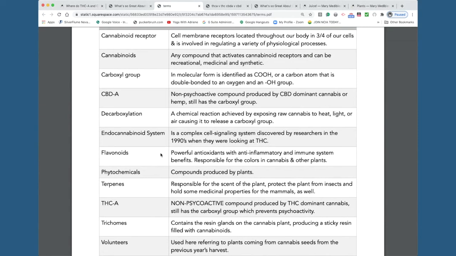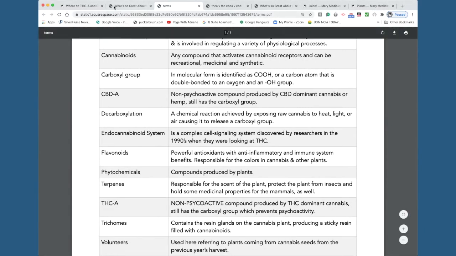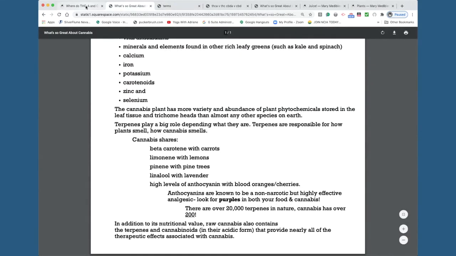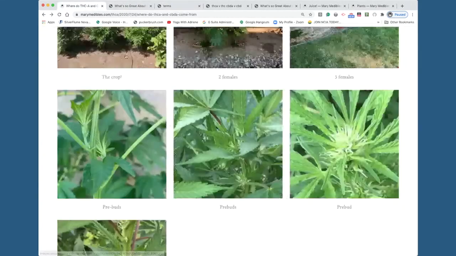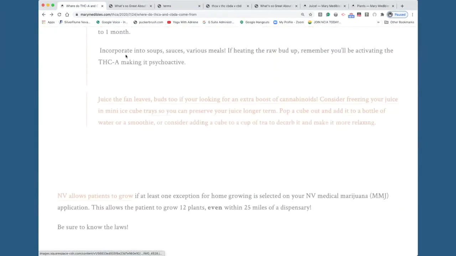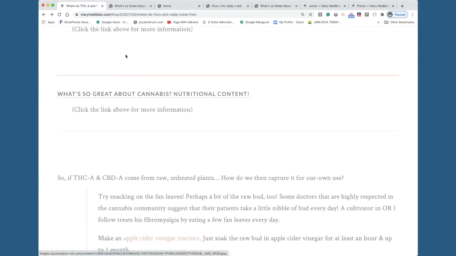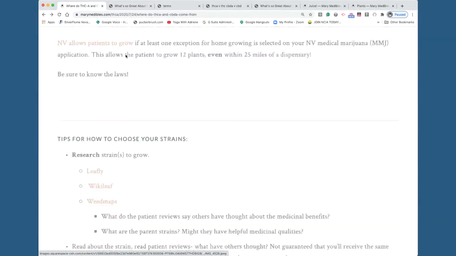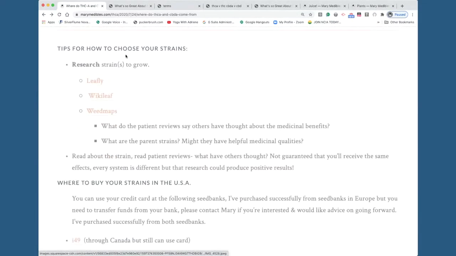What's the best way to find a strain? The best way is to research. You just want to research everything about the strains. Where I put on here research strains to grow, if you go on Leafly, WikiLeaf, or Weed Maps, you can read a lot more about it.